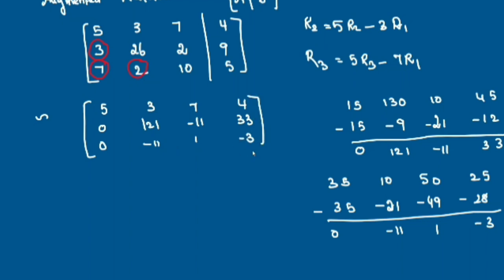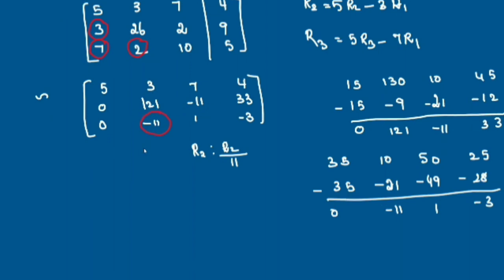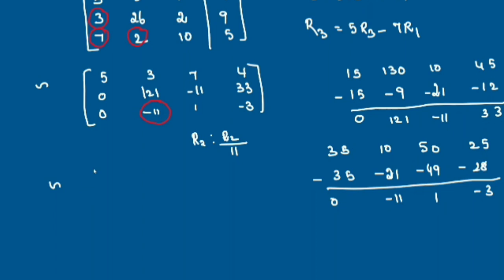So this is still not in the echelon form. We have to make this element 0. Before you make it 0, if there is any common element, you can just take it out. For example, in the second row, 11 is common everywhere. So let us divide R2 by 11. I can make it simple, isn't it? When you divide by 11, the second row is simplified.